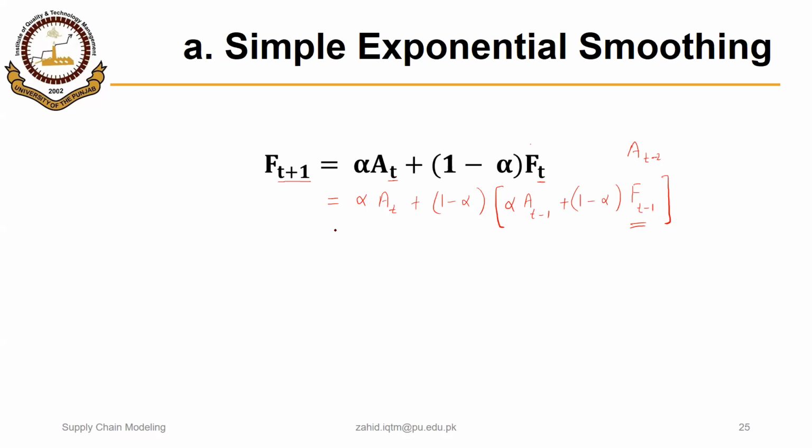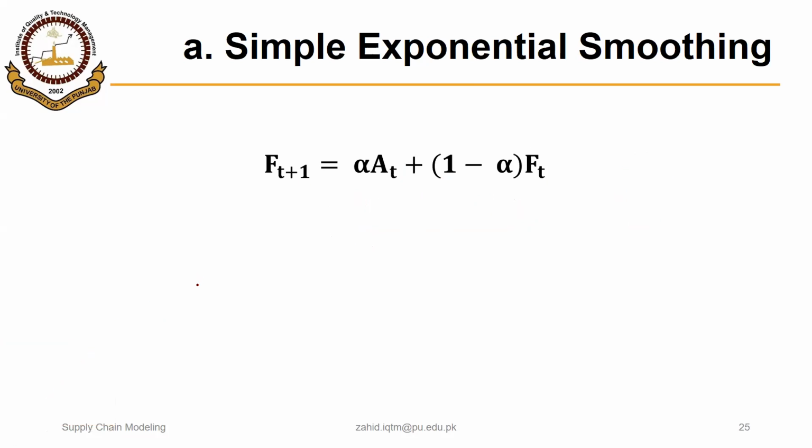For example, if we have alpha equal to 0.3, we are assigning 30% weight to the actual demand of the previous period, that is the most recent period, and the rest, 0.7, is assigned to the actual demand of all previous periods. So period A subscript t minus 1, period A subscript t minus 2, and so on. You can further explore this formula to see that eventually you are going to have exponential weights assigned to all periods other than the most recent period. So that is why it is called exponential smoothing.